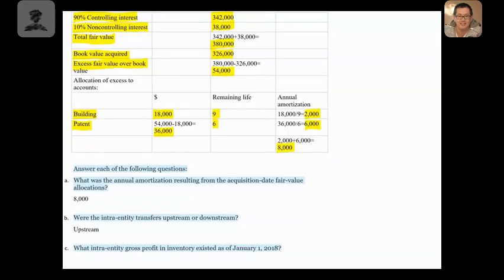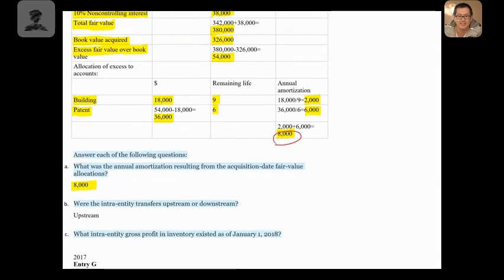Question A. What was the annual amortization resulting from the acquisition date fair value allocations? The number is 8,000. We just calculated that number with our schedule. Second one, were the intra-entity transfers upstream or downstream? The intra-entity transfer here is the inventory transfer, and the seller is the subsidiary and the buyer is the parent. So it's an upstream transfer from subsidiary to parent.